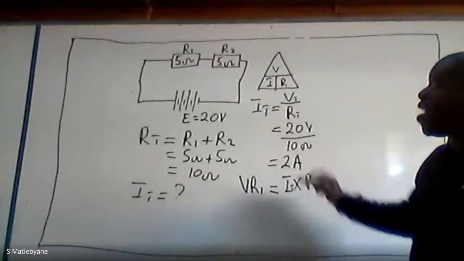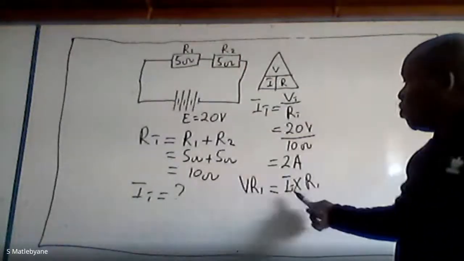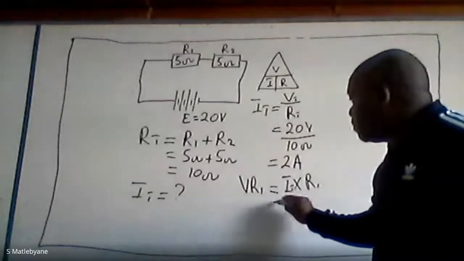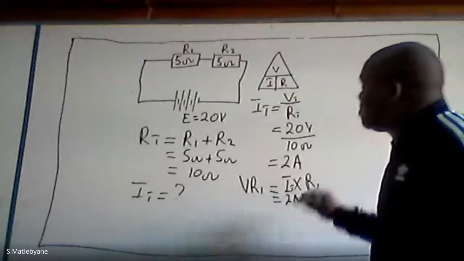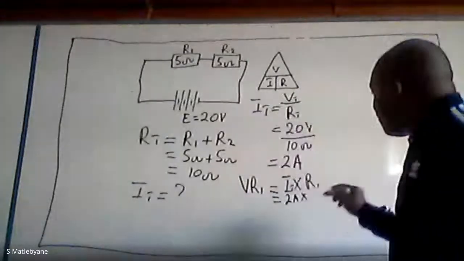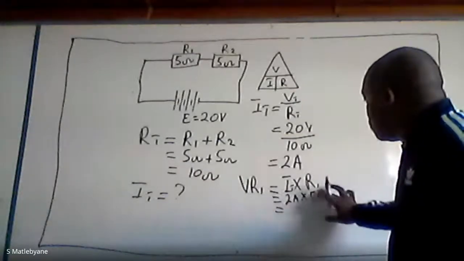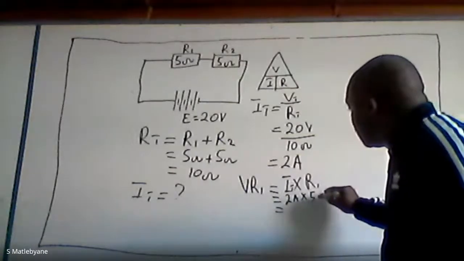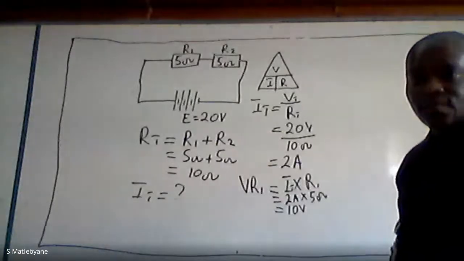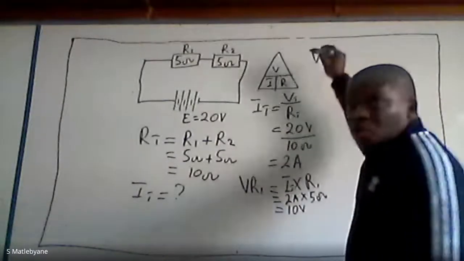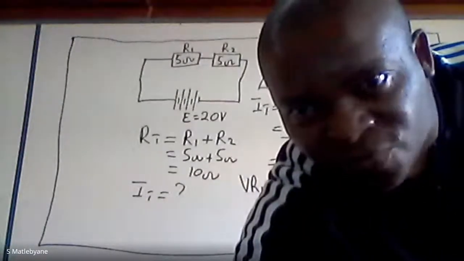Why do we use resistor 1? Because we want to know the voltage across resistor 1. So we use the total current and resistor 1. So it will be 2 amps multiplied by 5, not 5 amps, 5 ohms. So our answer will be 10 volts. Now let's look at voltage across resistor 2.